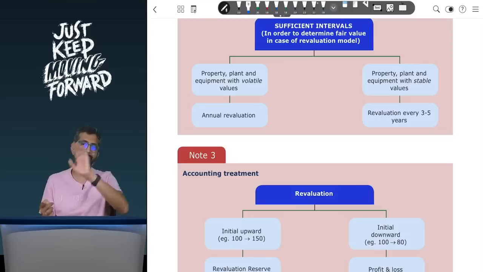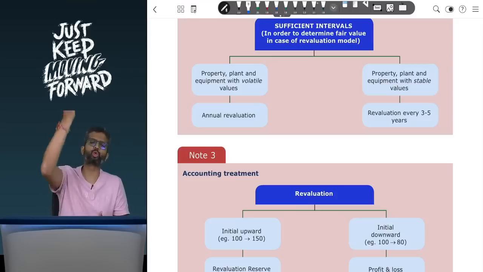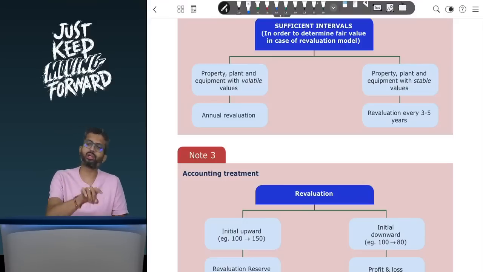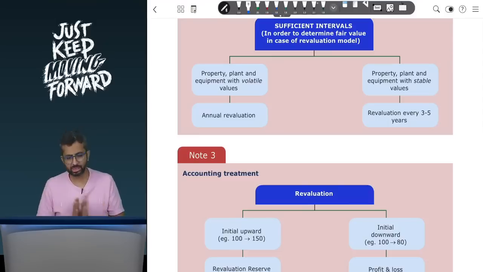The contrary happens in the second example. You went from 100 to 80, that's 20 you took to the P&L, and then suddenly from 80 to 150 in the second year, in which case 70 will be an increase. First you will again adjust the P&L, and excess 50 will go to the revaluation surplus.